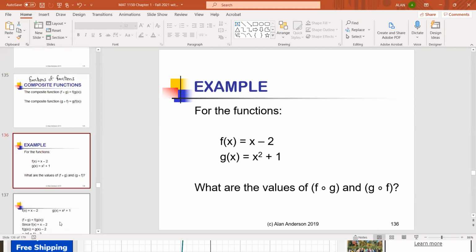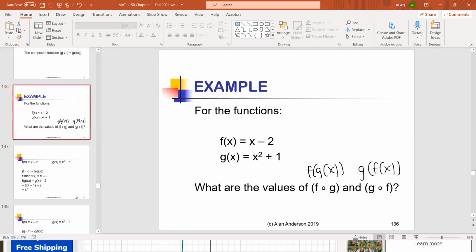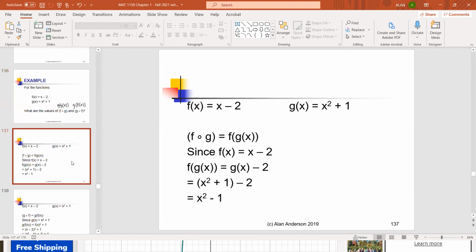So let's use these two again. To do f of g, which remember is simply shorthand for f of g of x. And this second one is g of f of x. Okay, so what's going on here? All right, let's go to the next slide, and I've got everything written here one more time.